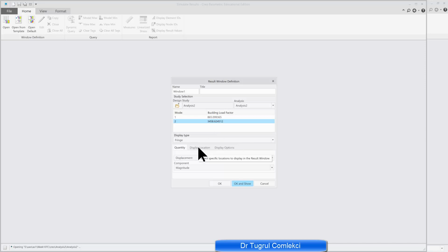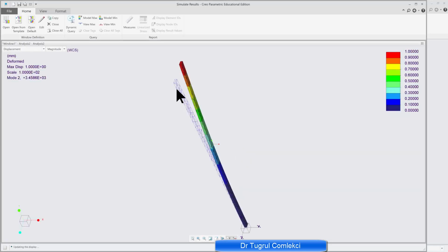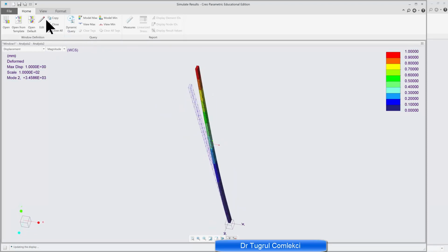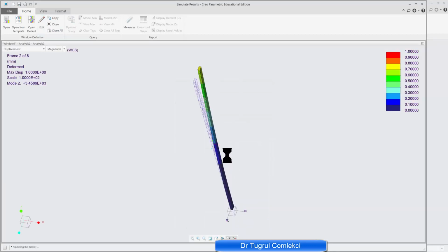We can also plot a fringe plot of our beam, and show the deformed and undeformed shape and the displacements, which shows the way that the beam has buckled. This is the second mode, and we can animate that mode and make sure we understand how this buckling is happening. But remember, this is a linear elastic analysis, and the theory is linear eigenvalue buckling, so the load factors that we are calculating are a conservative estimate.